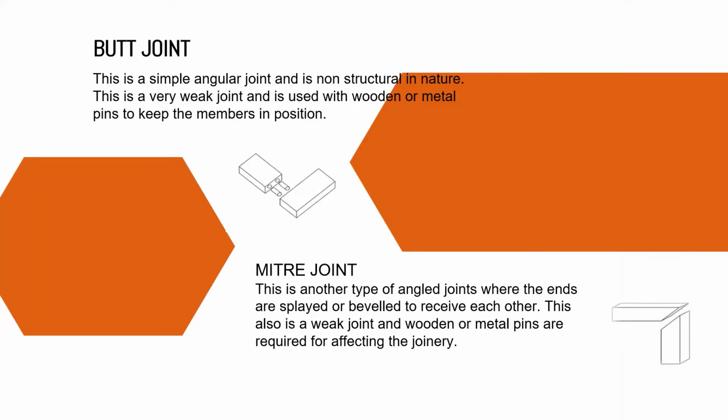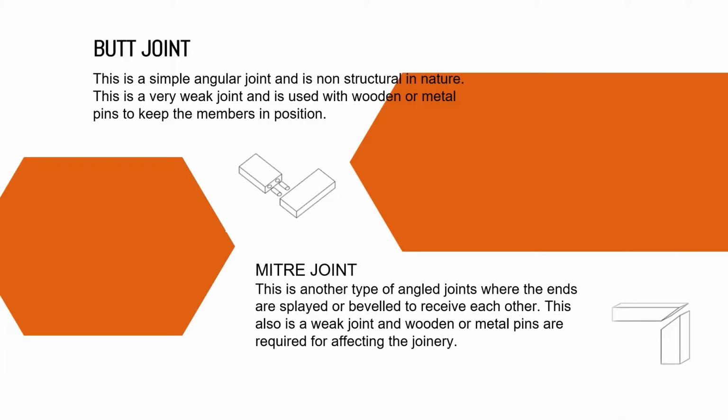Butt joint. This is a simple angular joint and is non-structural in nature. It is a very weak joint and is used with wooden or metal pins to keep the members in position.